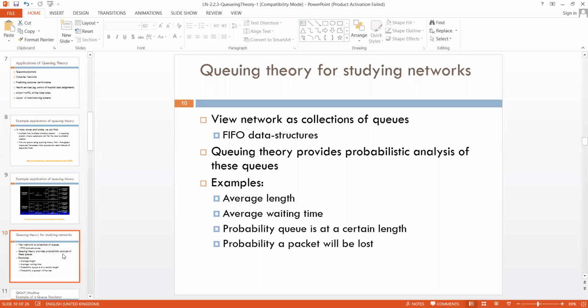Then we also have queuing theory for studying networks. View networks as a collection of queues, where we have first in, first out data structures. Queuing theory provides probabilistic analysis of these queues. So we can always find the properties of a queue based on the probabilities. We can have the average length, average waiting time, probability of the queue at a certain length, probability of a packet being lost in the system.